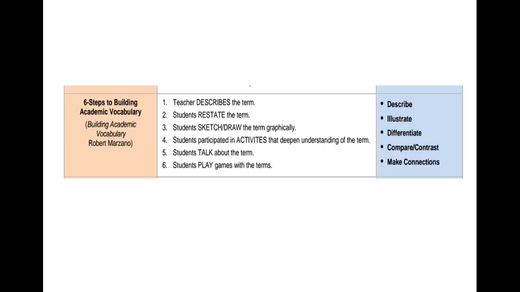Six steps to building academic vocabulary is another instructional strategy that we're highlighting this week, and there are actually six steps to working with students and their vocabulary. You would want to do all six. We're going to highlight two in the video. One is students sketch or draw the term graphically, and number six, students play games with the terms.